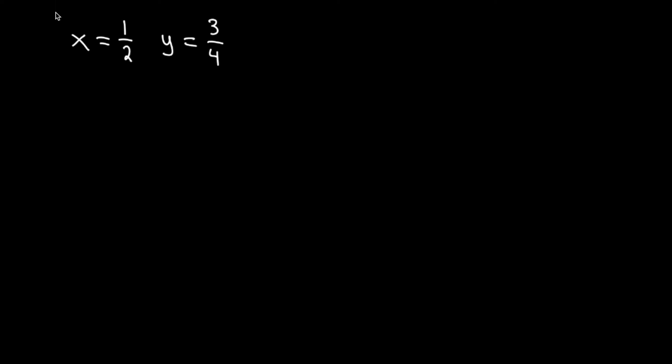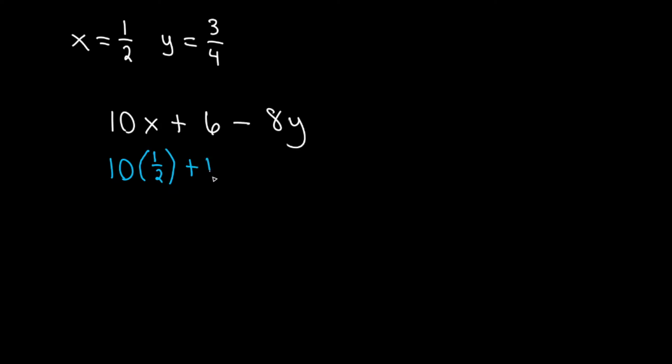This time we're told, what is 10x plus 6 minus 8y? So here's a much more challenging one. 10 multiplied by our variable x, which is 1/2, plus 6, minus 8 multiplied by our variable y, which is 3/4.